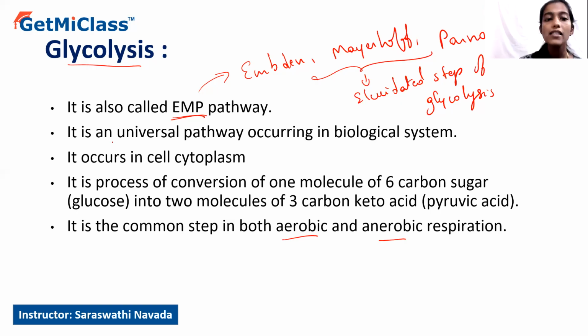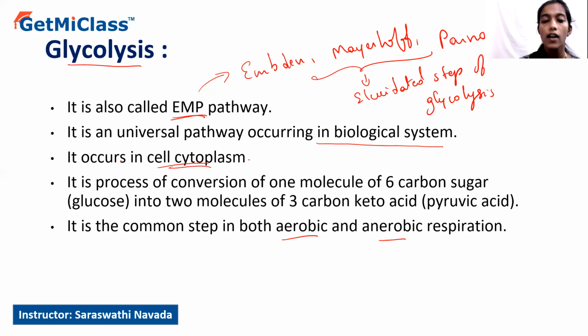And this glycolysis is considered a universal pathway occurring in biological systems, both in aerobically and anaerobically respiring organisms. So this pathway is seen, and that's why it is considered a universal pathway. And it occurs in the cell cytoplasm. So the cell cytoplasm is the site of reaction for glycolysis, because the enzymes required for glycolysis will be present in the cell cytoplasm. It may be a prokaryotic or a eukaryotic cell. So every individual cell cytoplasm contains enzymes essential for glycolysis.